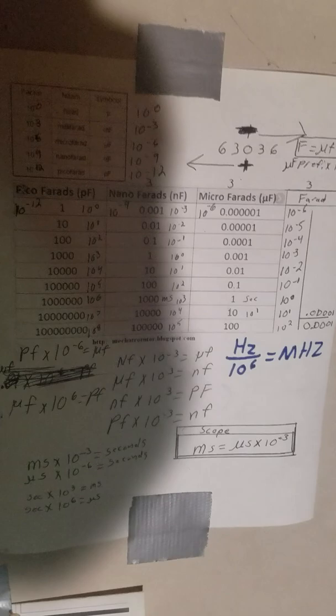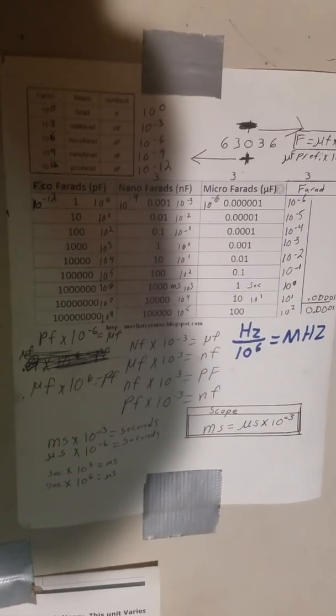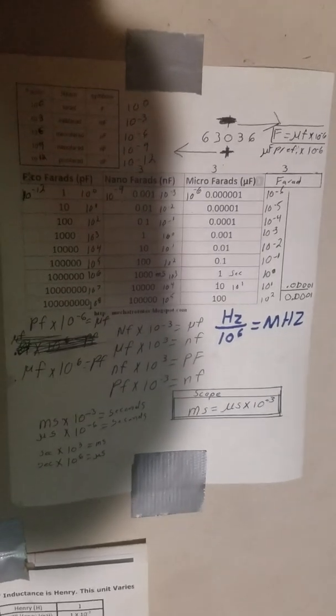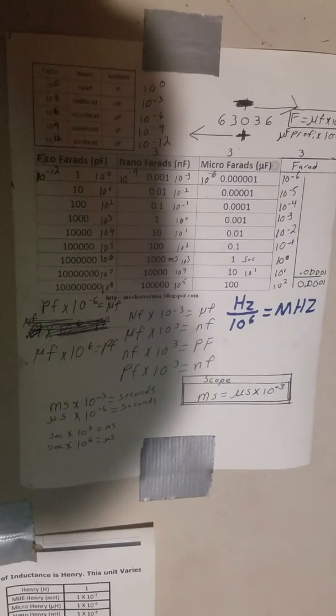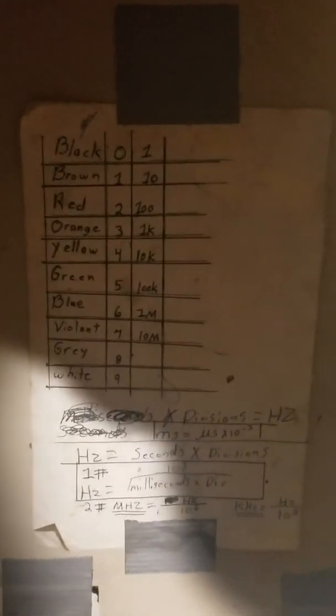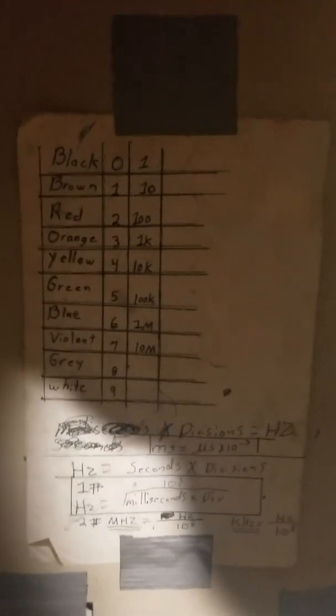This paper here, you need one of these. This is the most important paper that you will probably use. This is your farads, picofarads, and microfarads. And I have a few frequency formulas at the bottom to help me out a little bit. This is your resistor color code calculator. It's handy to have one of them. It's no fun digging around when you don't know what you're doing.